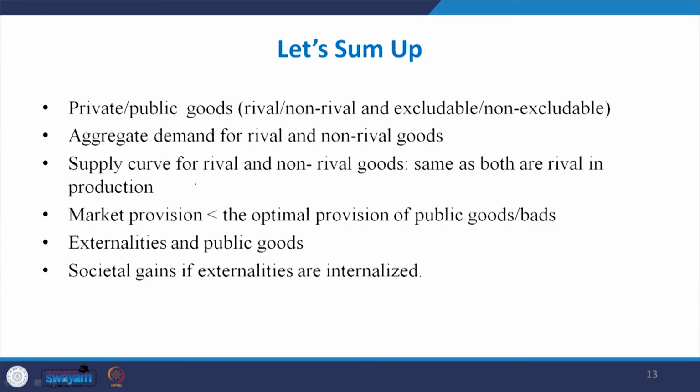Similarly, in case of a non-rival product, we estimate the aggregate demand not by horizontal summation, but by vertical summation, because here quantity is not fixed in case of a non-rival product. I also explained the market provision and efficient provision in case of public goods, and externalities and public goods have been discussed, and the relationship between externality and public goods was also discussed, and also how the society gains if externalities are internalized. Thank you very much.